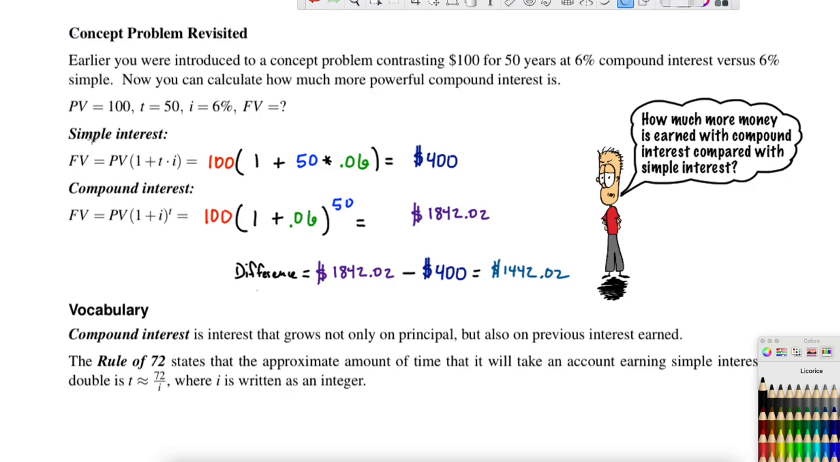Comparing and contrasting simple interest and compound interest. So $100 for 50 years at 6% compound versus 6% simple. For the simple, we have 100 times (1 plus 50 times 0.06). So this is t times the rate, and for the compound, the time is the exponent. And wow, look at the difference.